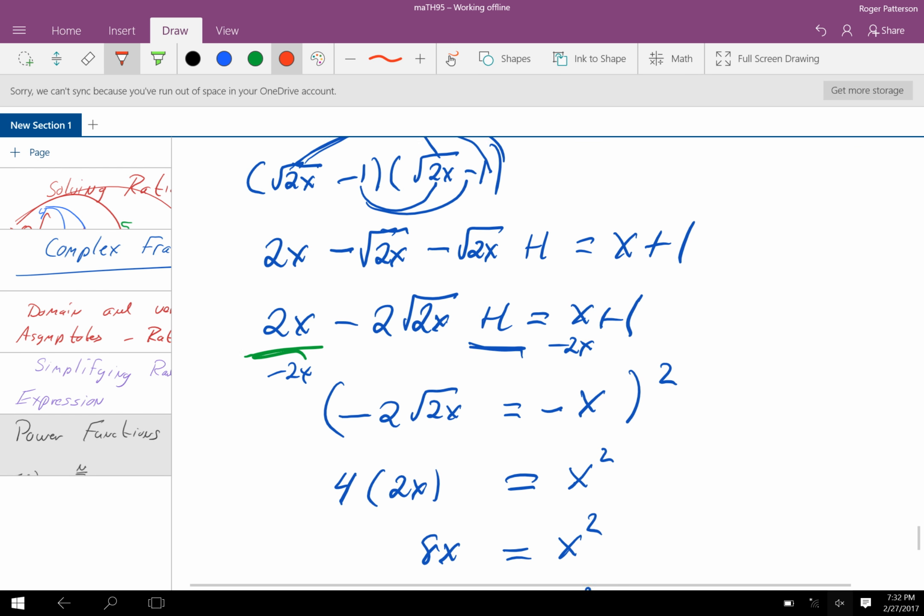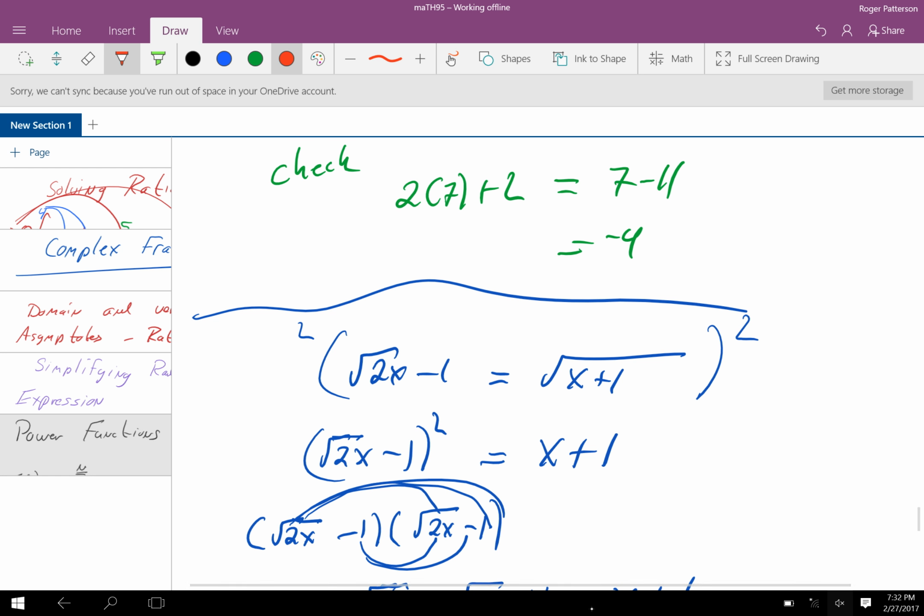Better try 8. 2 times 8, 16, square root of 16, 4, minus 1, 3. Square root of 8 plus 1 is?